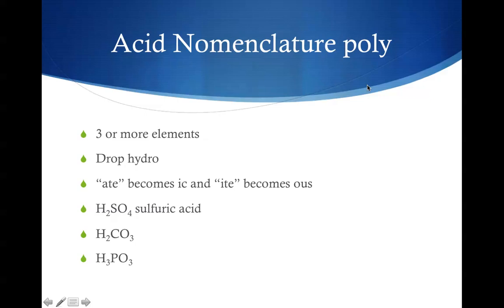All right, acid nomenclature when you have polyatomic ions. There are 3 or more elements. You drop the hydro, ate becomes ic, ite becomes ous. Okay? So the first one, here's your example, sulfuric acid. Don't forget that's the funny one that has the full name. Go ahead and stop the recording, do the last 2. Okay? CO3 comes from carbonate, so it's carbonic acid. PO3 comes from phosphite, so it is phosphorous acid.